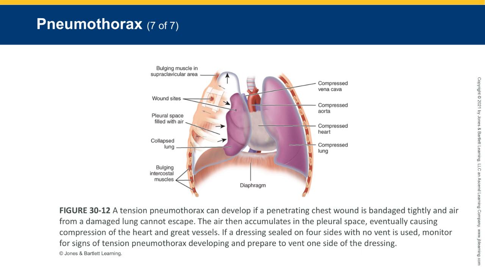This diagram shows how a tension pneumothorax can develop if a sealed chest wound prevents air from escaping. Monitoring for this condition is crucial, as it can cause cardiovascular collapse.